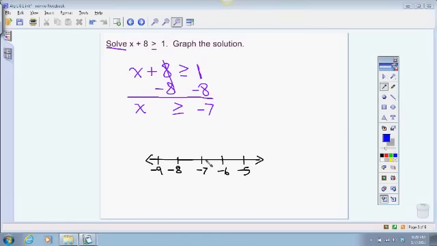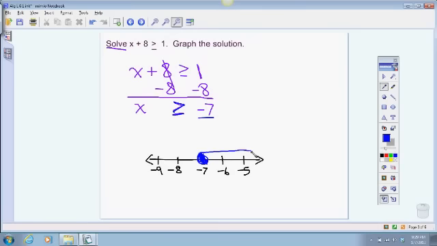Then follow your steps. Circle on the number line at negative 7. Decide if it's open or closed. Because this can be equal to, we fill it in. And we're talking about all the values greater than or equal to negative 7. And those are all these values to the right of negative 7. Ladies and gentlemen, there you have it. X is greater than or equal to negative 7. That's our solution and our graph.